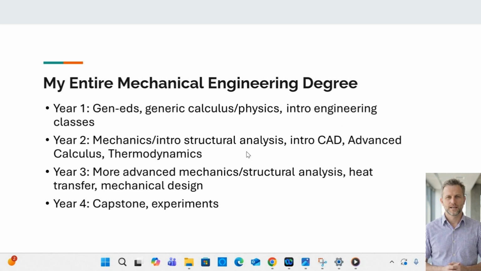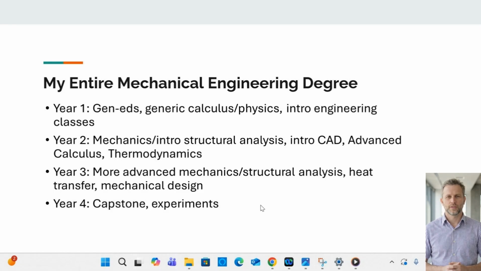Then year two, you get a little bit more into the actual mechanical engineering stuff: intro to structural analysis and mechanics, an overview of CAD class, advanced calculus, and thermodynamics. Thermodynamics being power cycles like power plants or car engines and stuff. Then year three is more advanced mechanical or structural analysis, heat transfer, mechanical design, using a lot of these concepts that were gone over before.